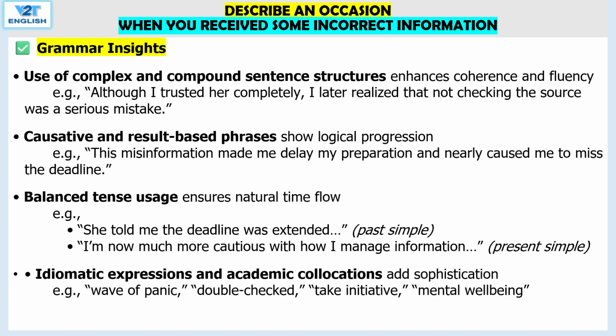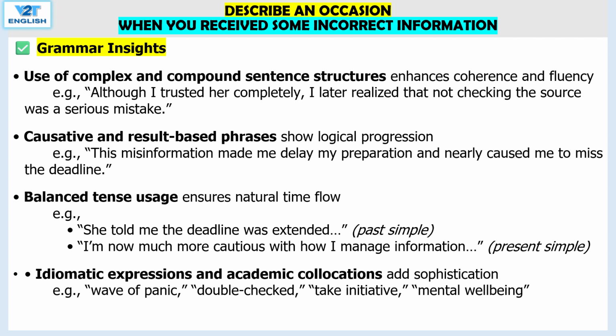Grammar insights. Use of complex and compound sentence structures enhances coherence and fluency. For example, although I trusted her completely, I later realized that not checking the source was a serious mistake. Causative and result-based phrases show logical progression. For example, this misinformation made me delay my preparation and nearly caused me to miss the deadline.